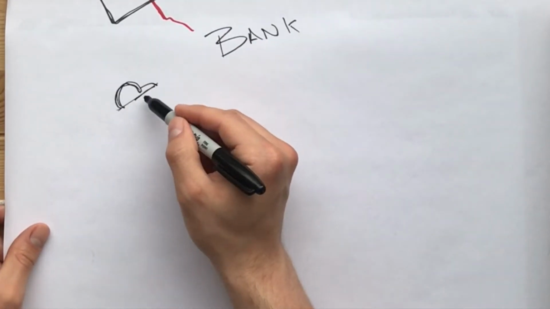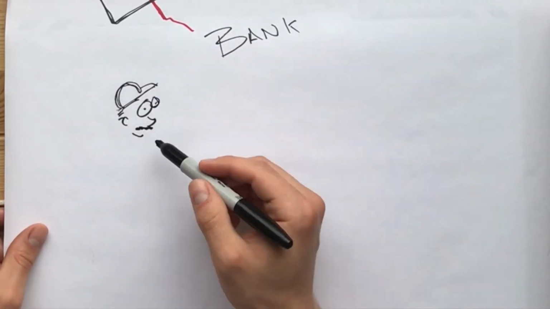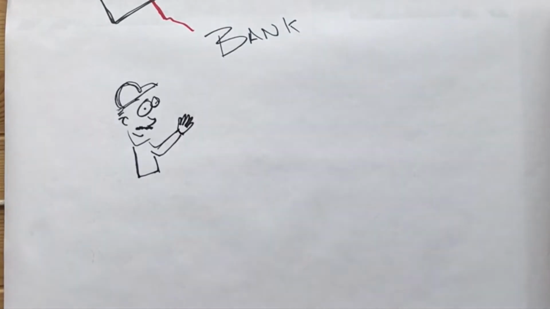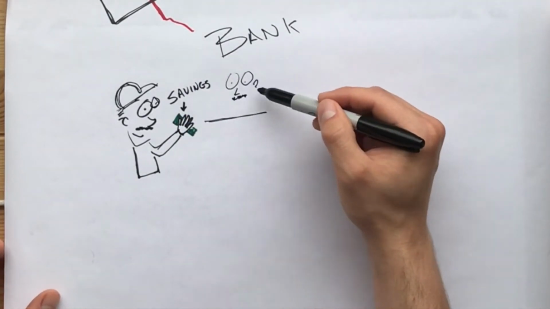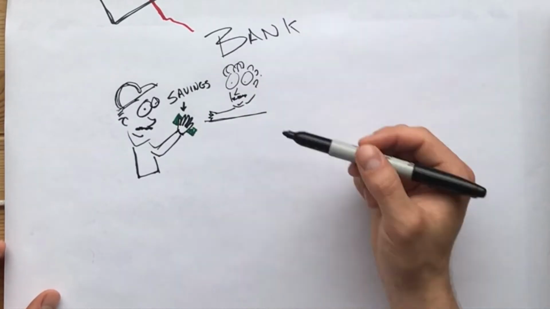But perhaps the craziest part of the crash of the stock market was the closure of many of the nation's biggest banks. Now, as you may or may not know, when you give your money to the bank to put in savings, they don't just lock it in a safe and wait for you to come back and get it.